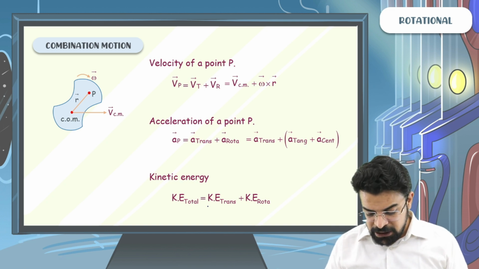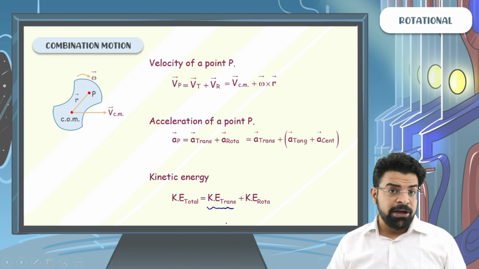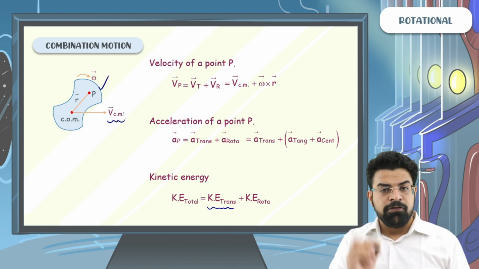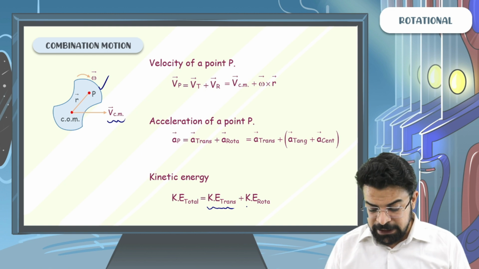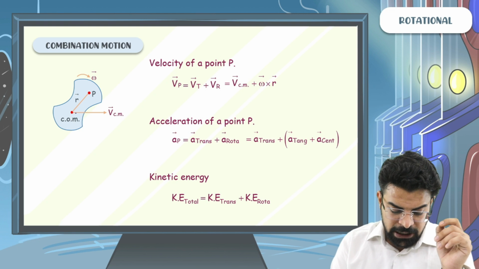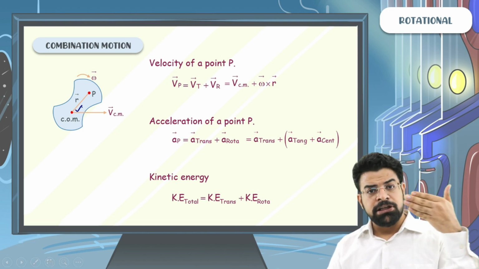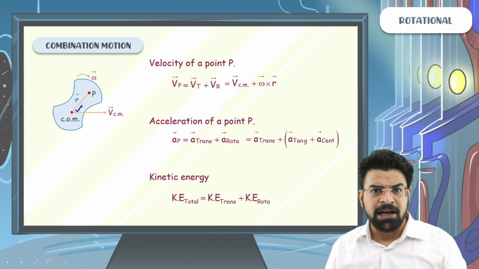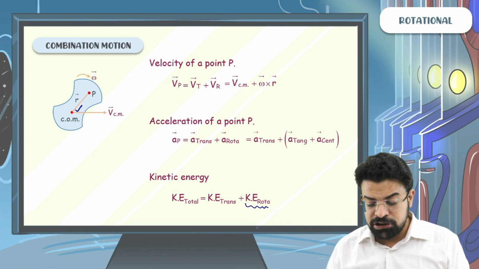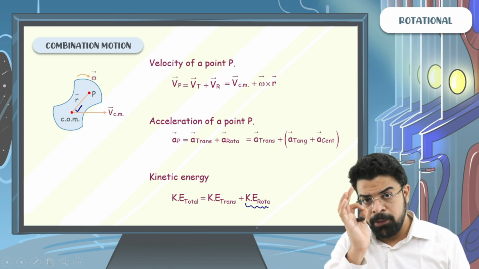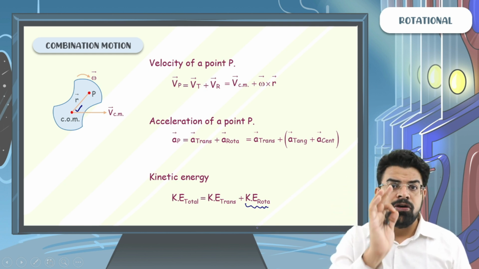So you will say kinetic energy translational will be given by half into mass of the body into velocity of center of mass whole square, plus kinetic energy rotational. Here in combination motion we assume that the center of mass does translational motion and the whole body rotates about the center of mass. So the second term, the rotational kinetic energy, will be half into moment of inertia about the center of mass into angular velocity whole square.